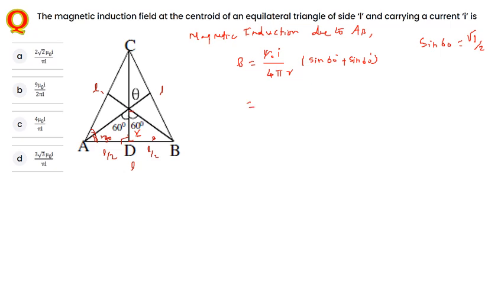There are two sine 60, so I mention here mu naught I divided by 4 pi R into 2 times root 3 by 2 here. So what you are going to have, 2 will be cancelled here. So from this one, what you are going to have here is root 3 mu naught I divided by 4 pi R. Now this is about 1 along AB.